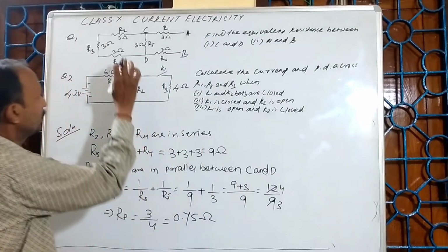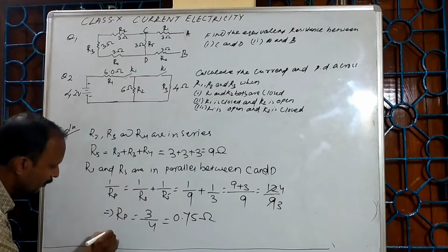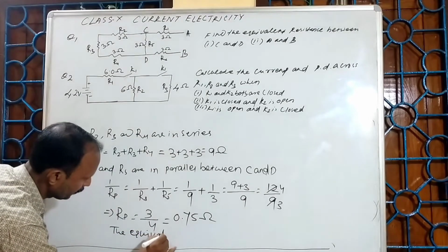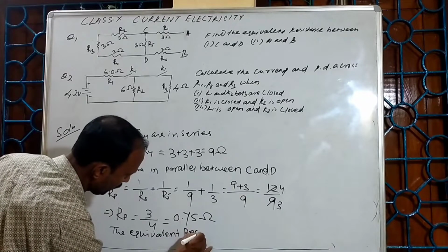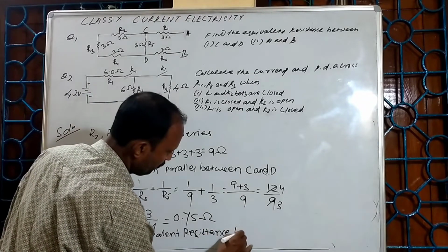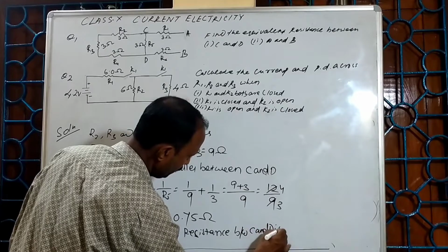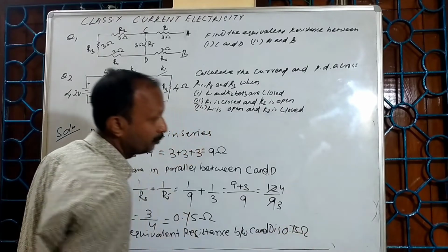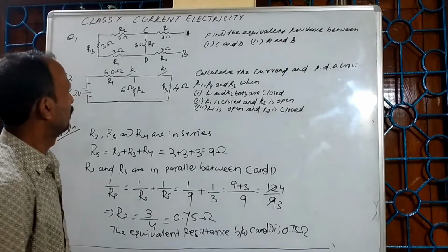That means the equivalent resistance between C and D is 0.75 ohm. Now, listen carefully.